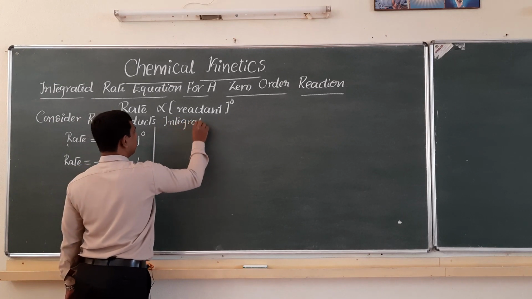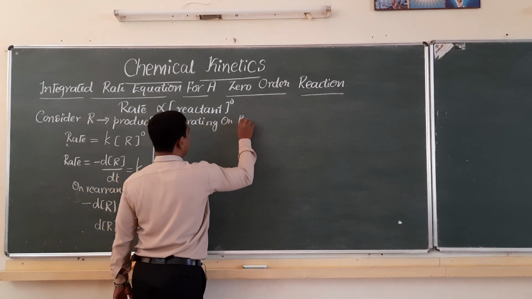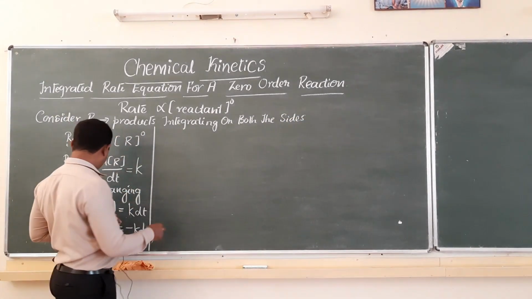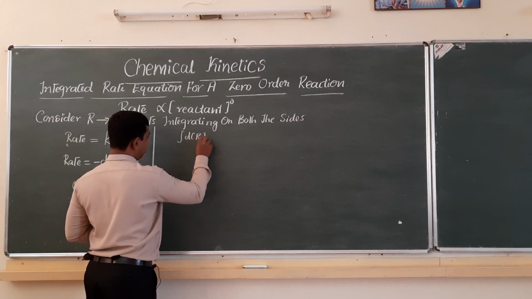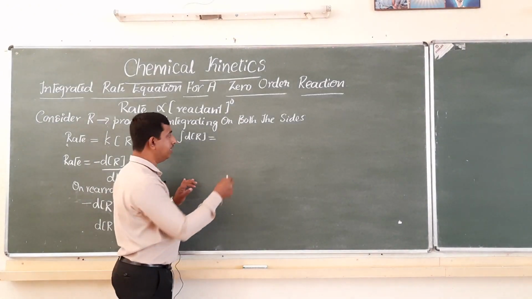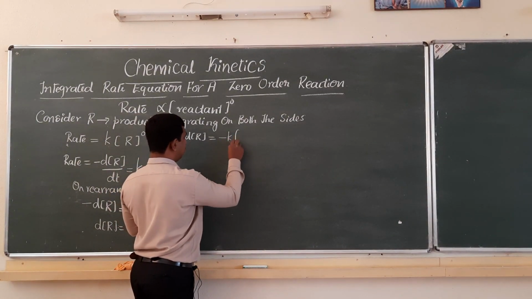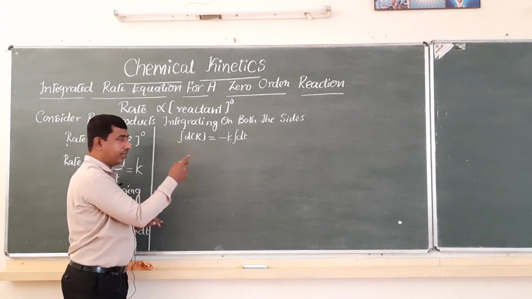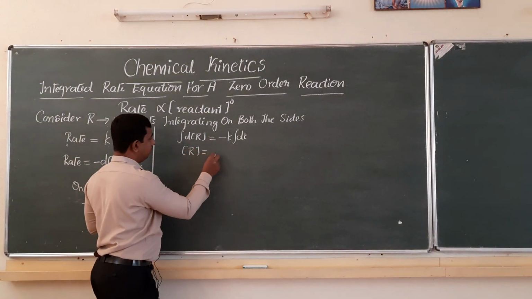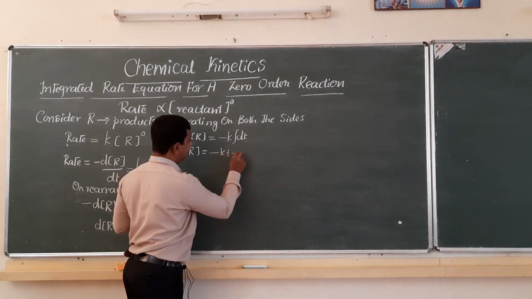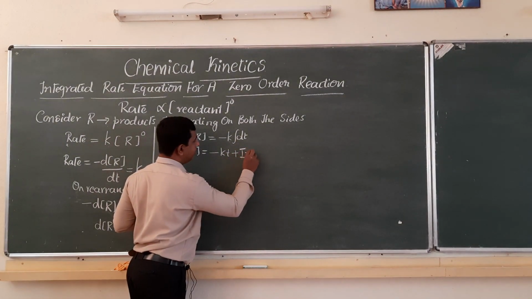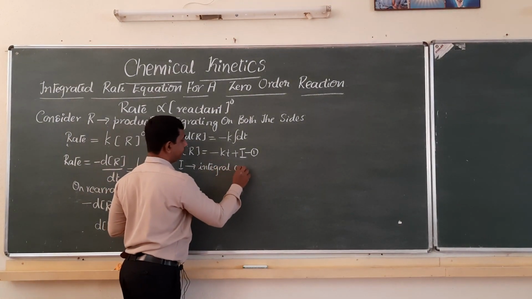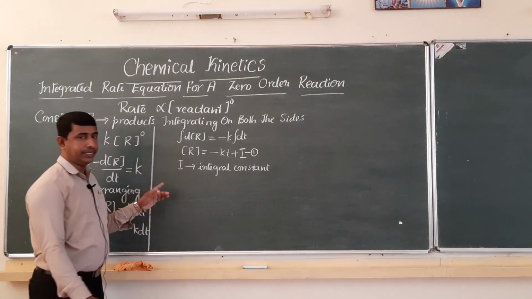Next, integrating on both the sides. On integrating, integral of dR is equal to, see, K is a constant, so it can be taken outside. So minus K into integral of dt. Integration and differentiation are inverse to one another, so they will cancel out. We will get R equal to minus K t plus I. This equation I will name as equation 1, where I is called the integral constant.